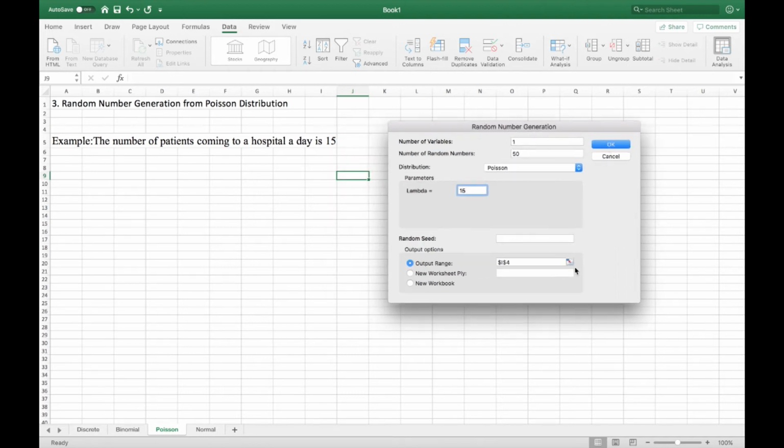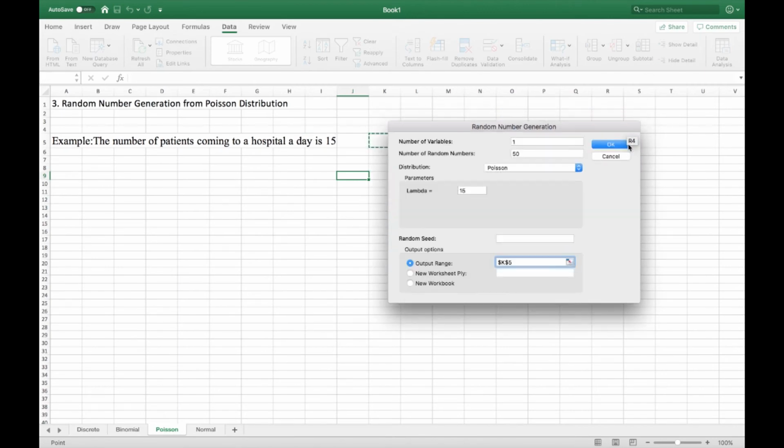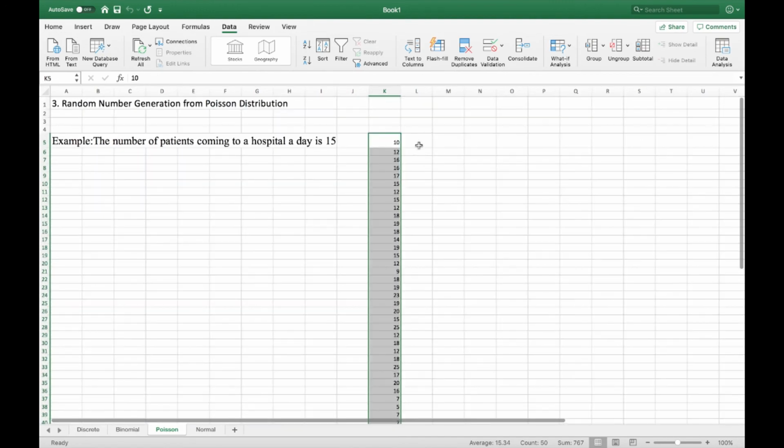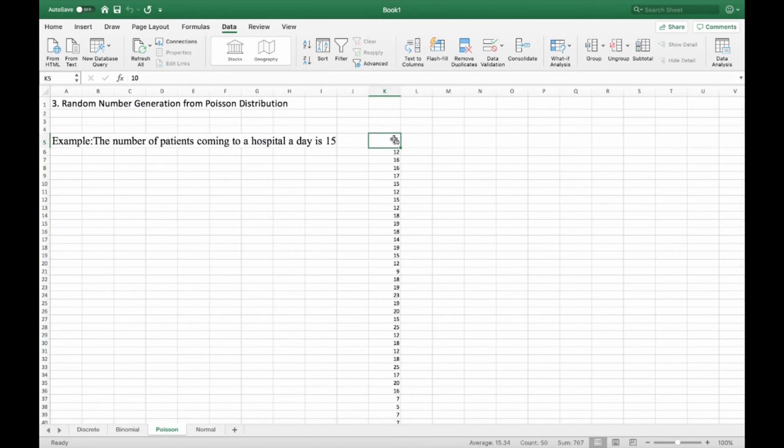Okay, and then we choose the output range. So these are our 50 days. The number means, for example, that on the first day the number of patients coming to the hospital is 10. And the next day, the second day, is 12, and so on.